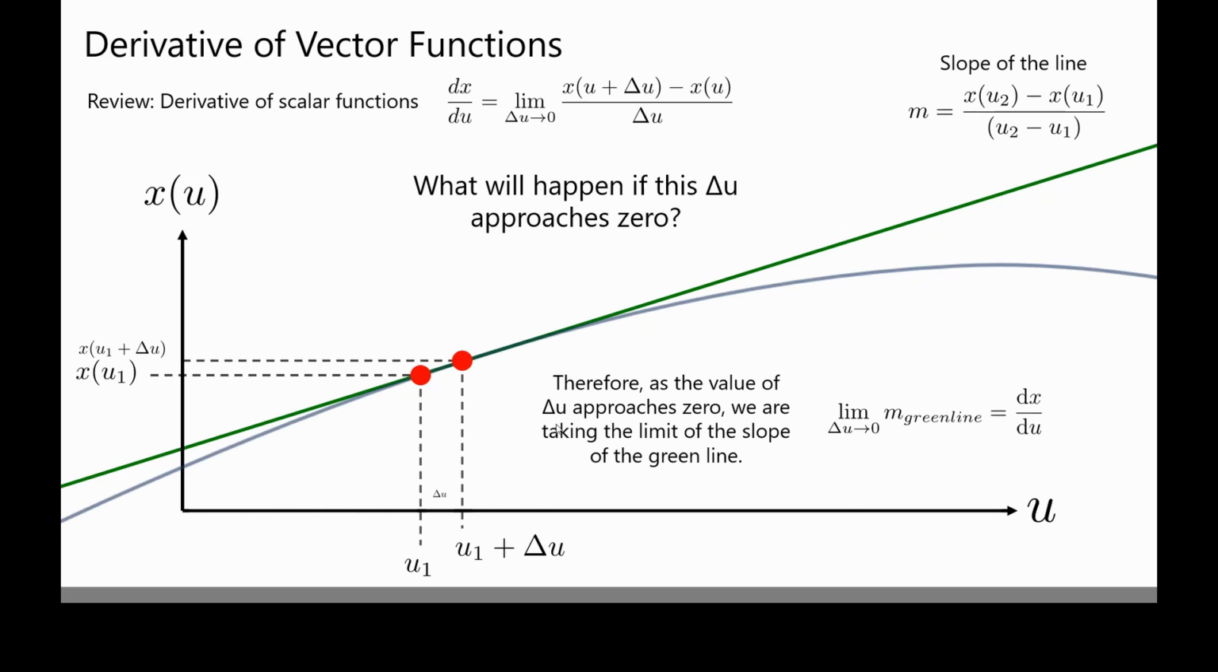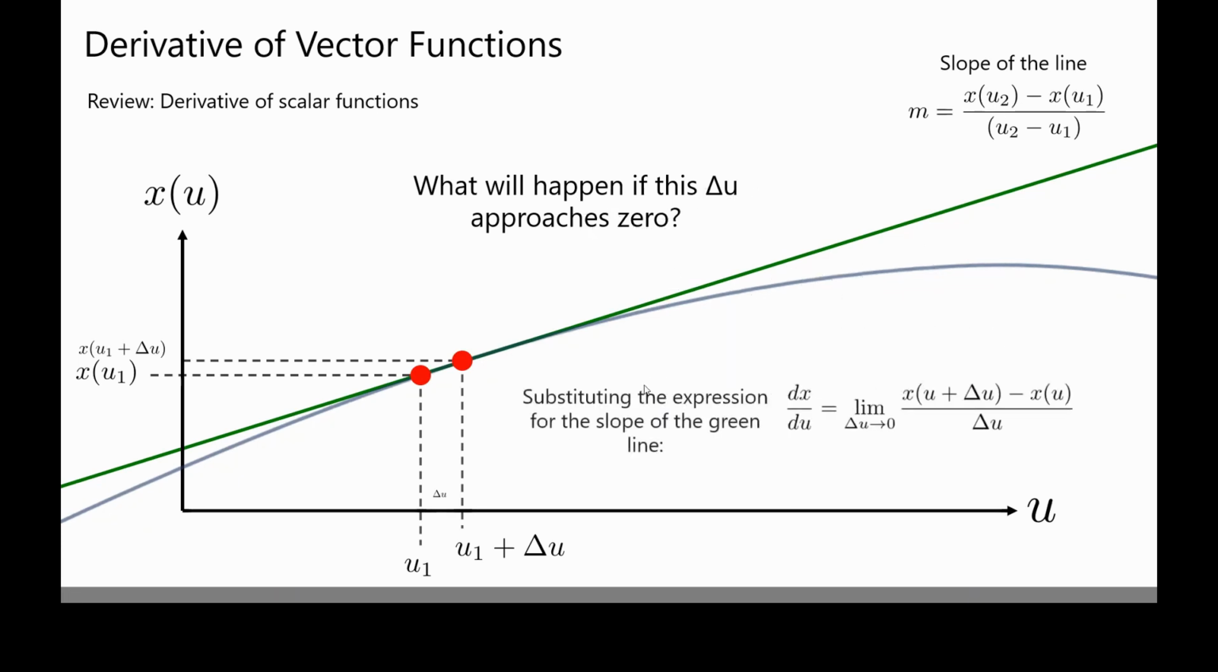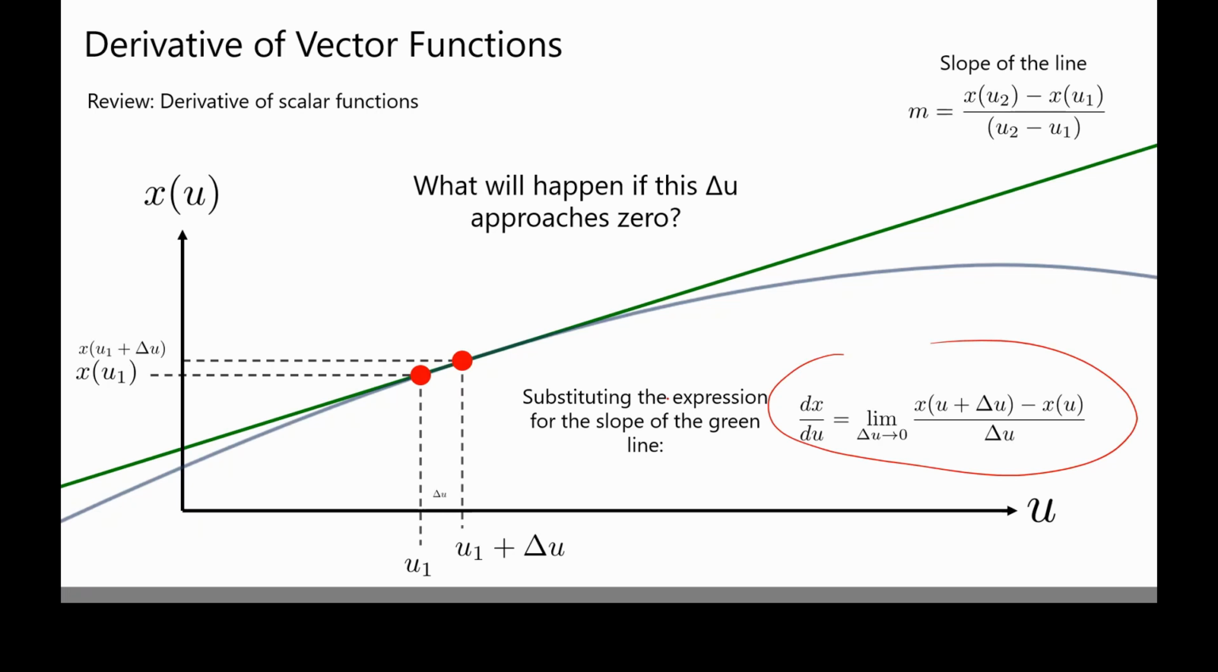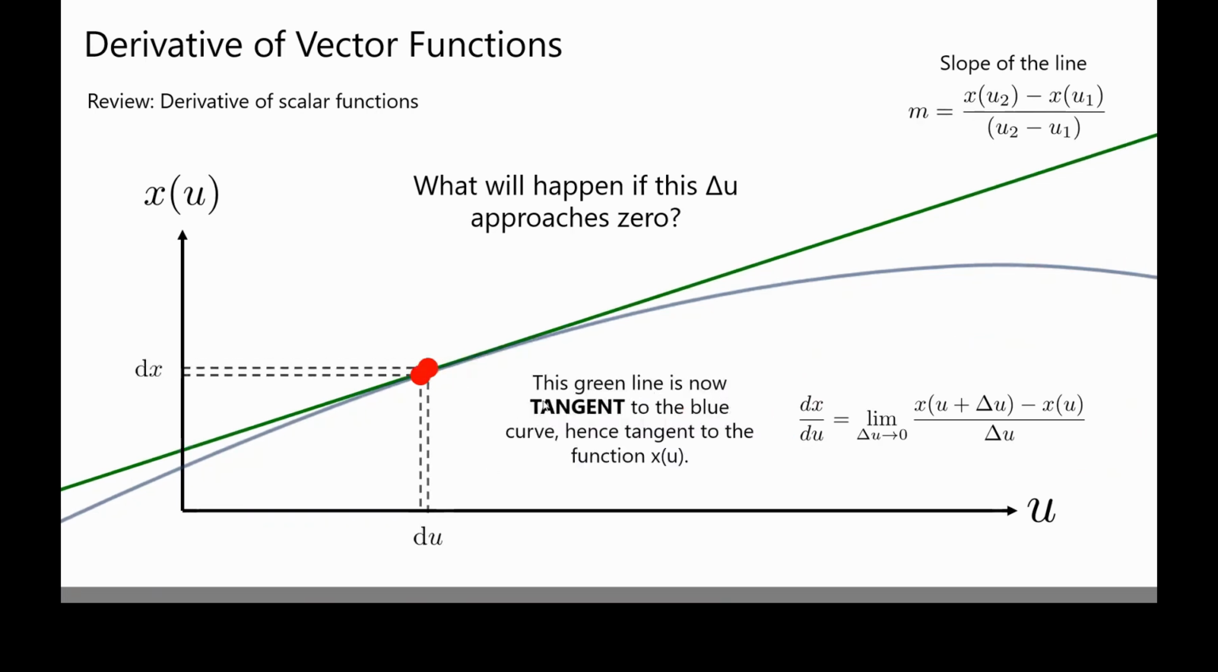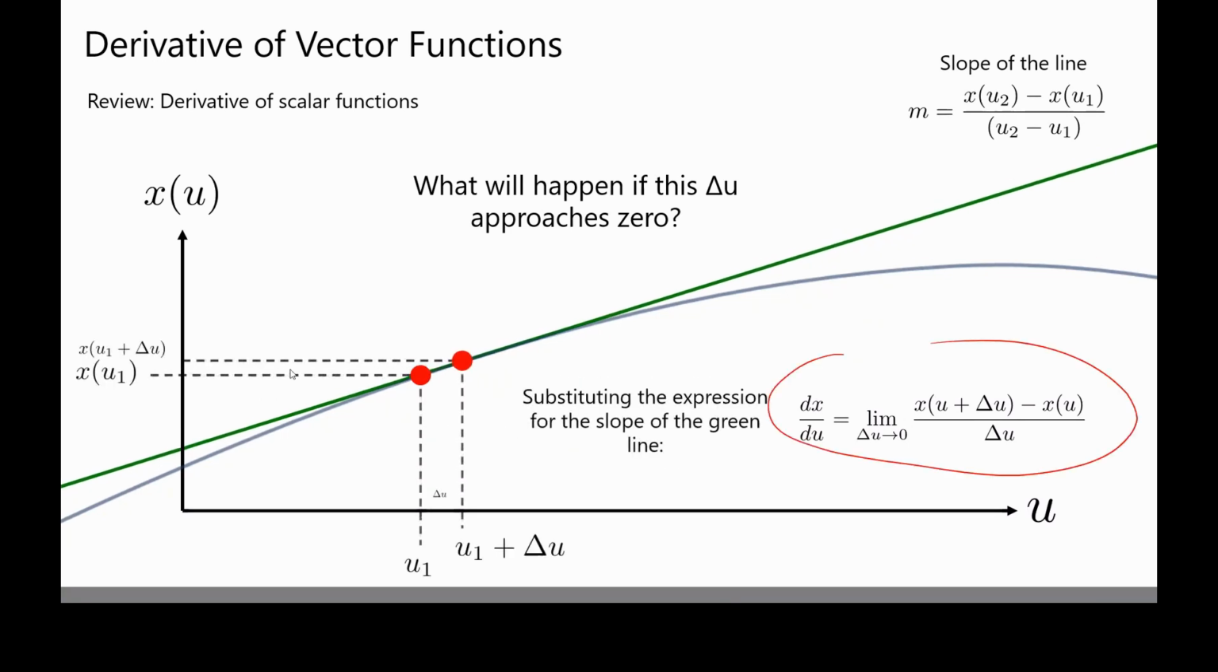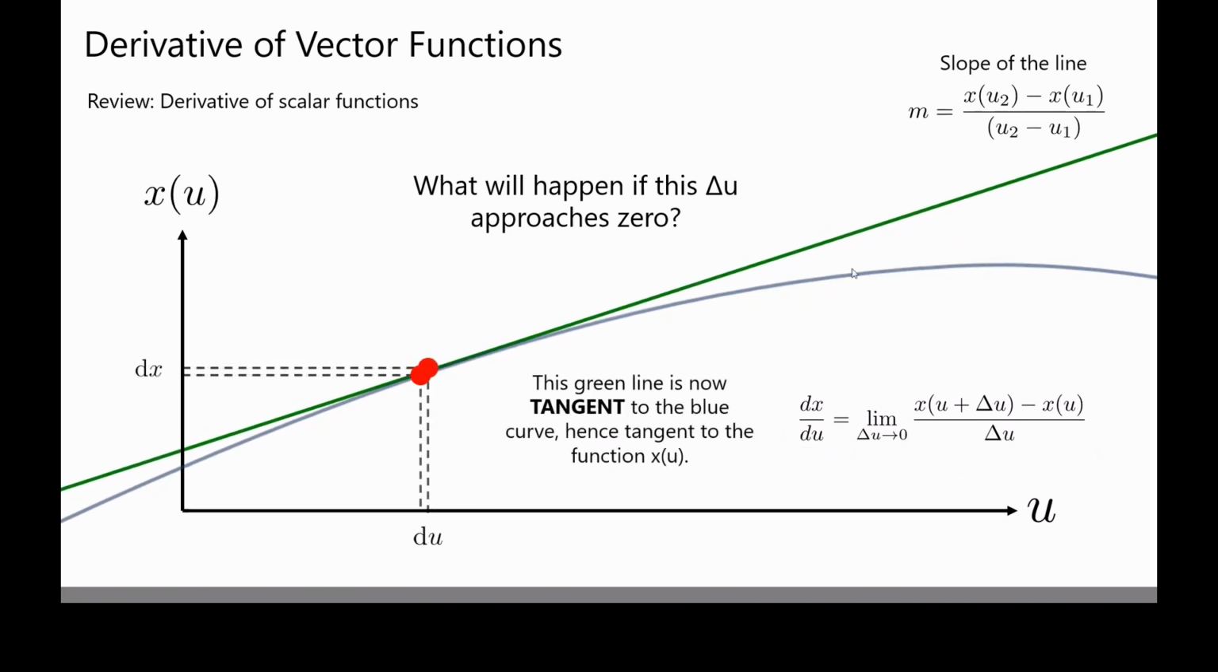Therefore, as the value of delta u approaches 0, you are taking the limit of the function of the green line, the slope of the green line. And the slope tells you about the derivative. So substituting the expression for the slope of the green line, this one is your derivative of x. So again, I made it smaller. This green line is now tangent to the blue curve.